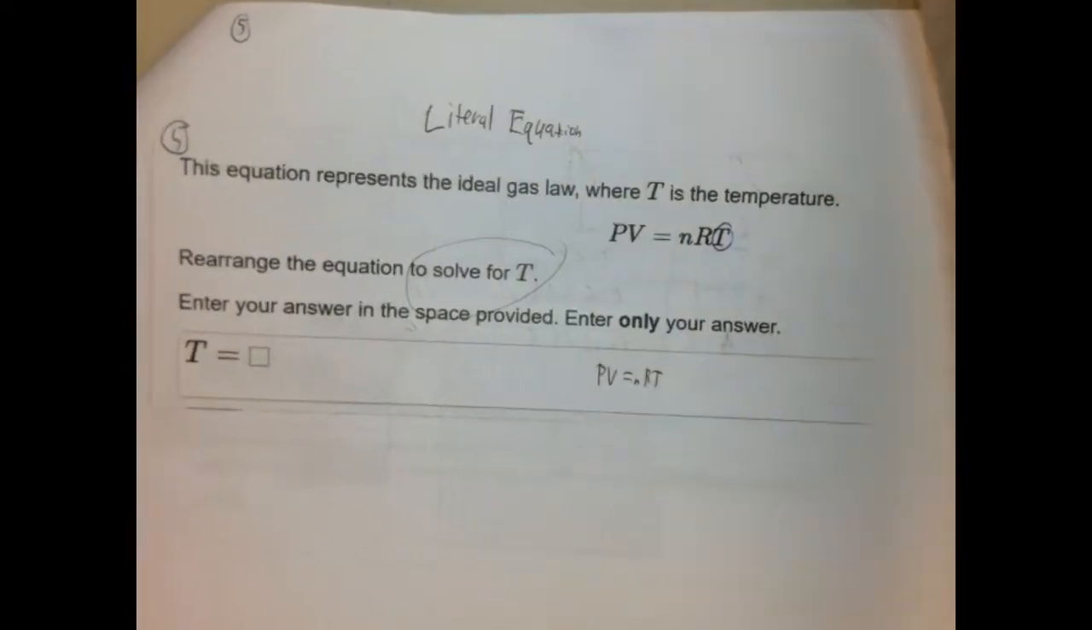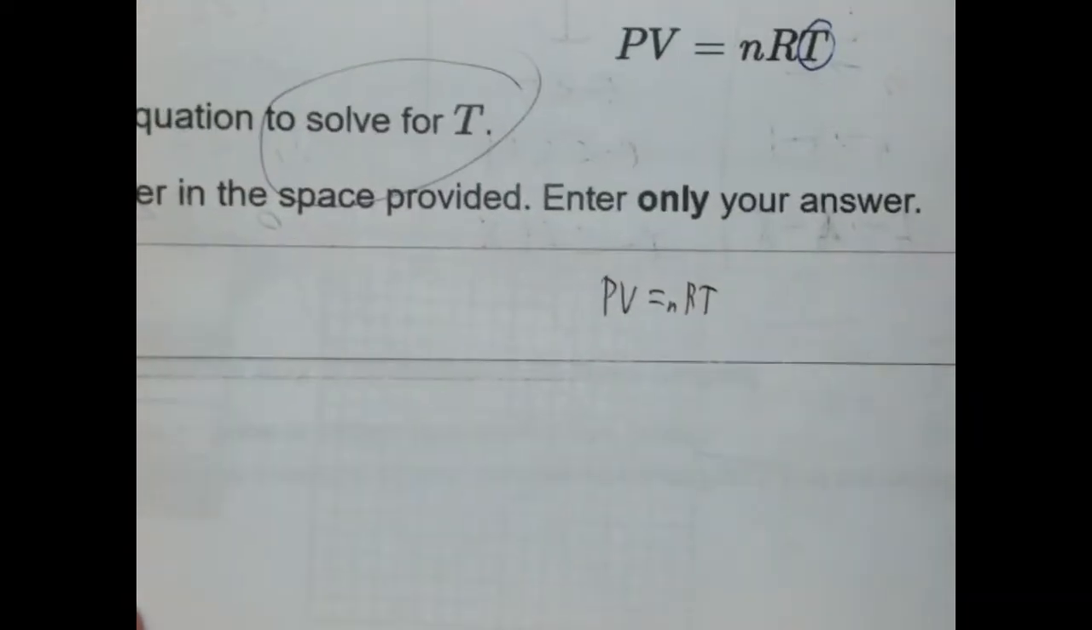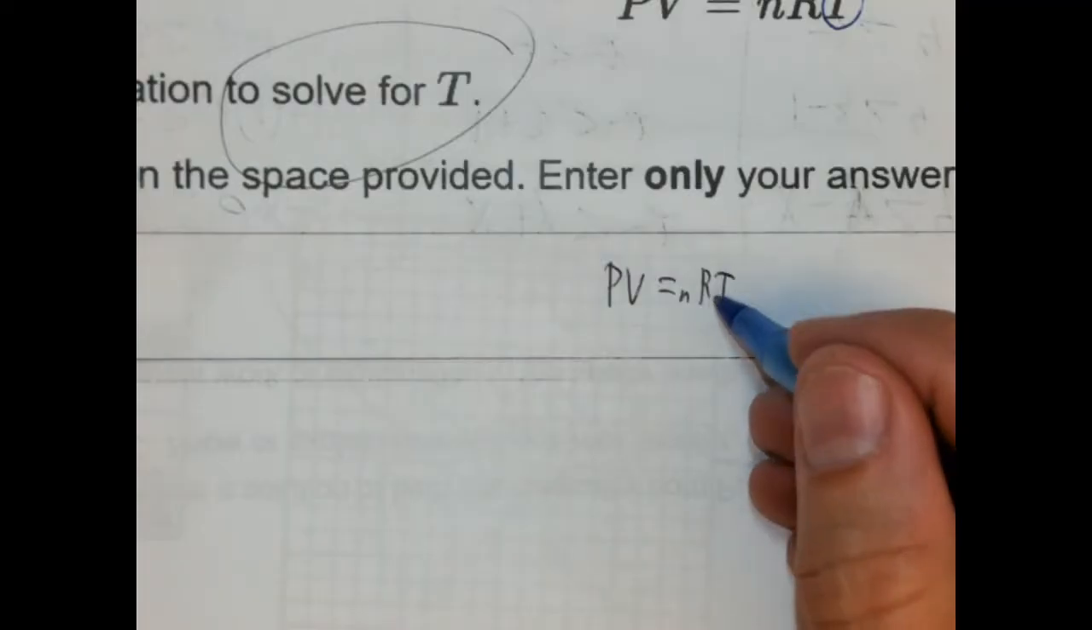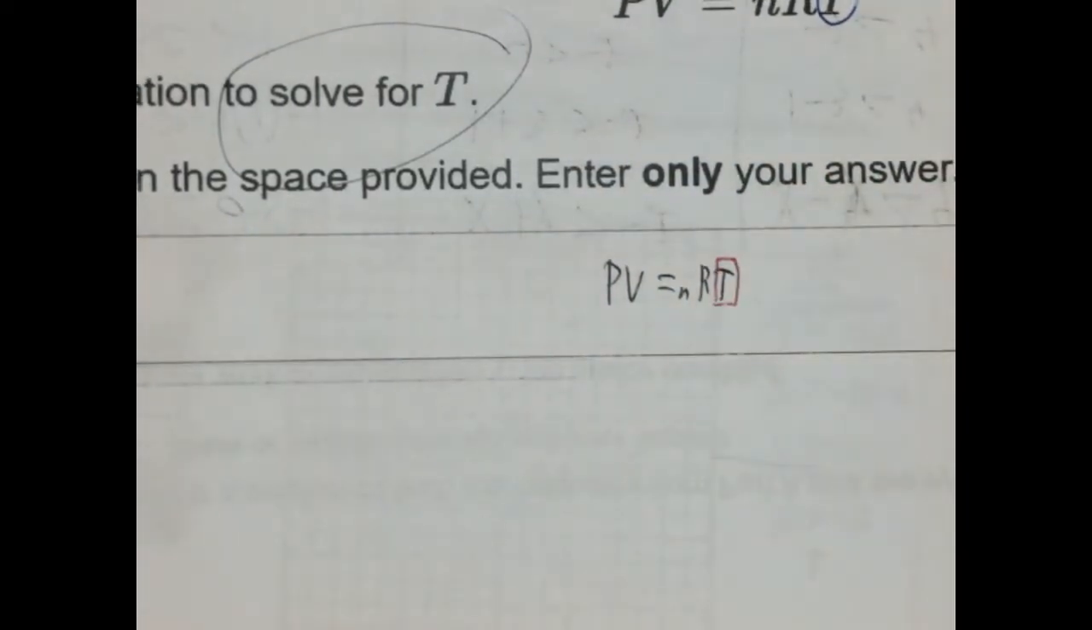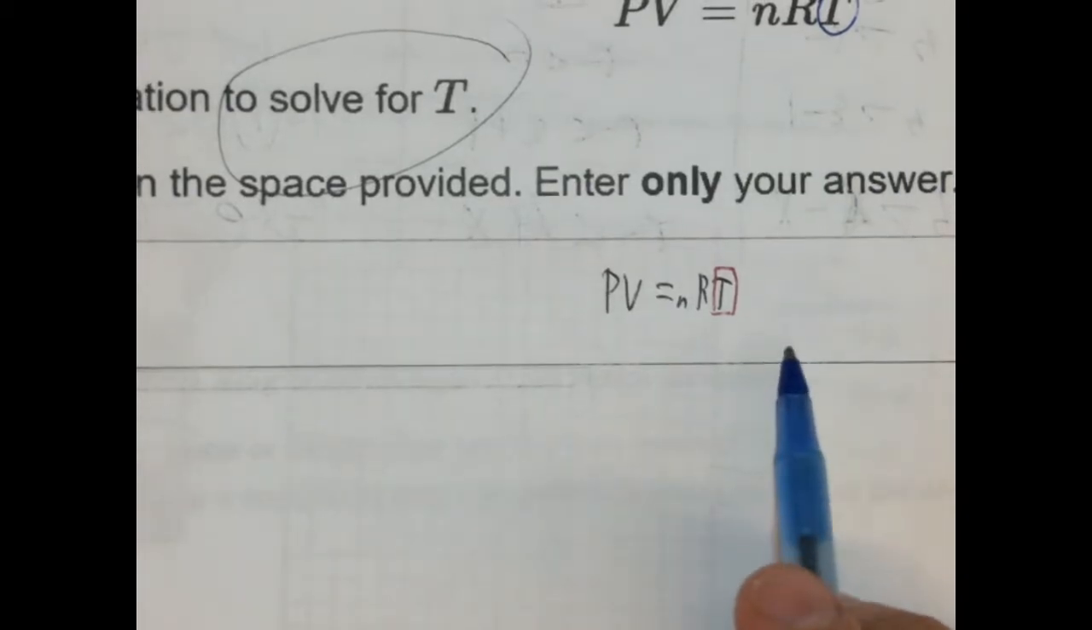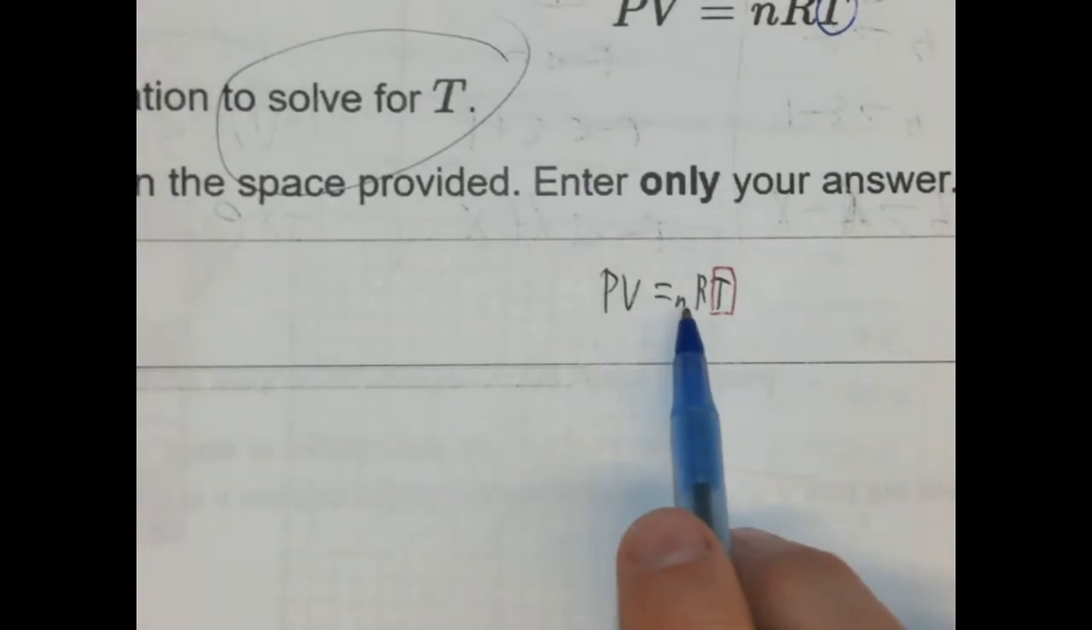Let me zoom in a little more so you can see that a little better. This is what we call our target variable, right? We want to get this by itself. So how do you get this by itself? Well, you need to move the other items that are on the same side of the equal sign to the other side. We're going to use inverse operations. So we have N times R times T. These are all being multiplied together.